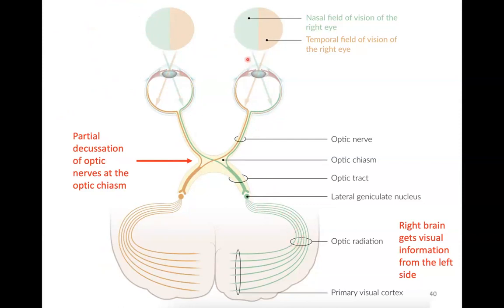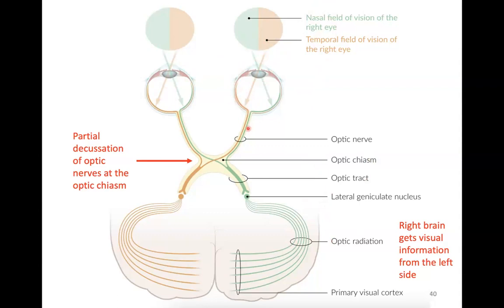Now, the opposite happens for vision that's being transmitted from the right side of the eye, or the right side of the visual field. So this is, let's pretend this is the right visual field. Everything that comes from here is going to land here, and it's going to land here, right? So it's going to land on the nasal part of the right eye.